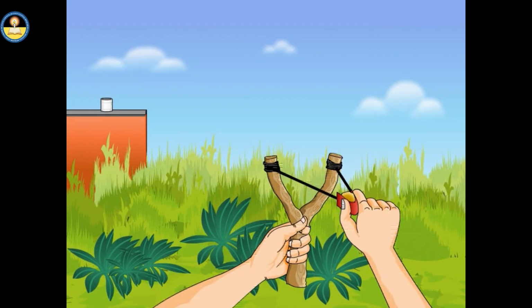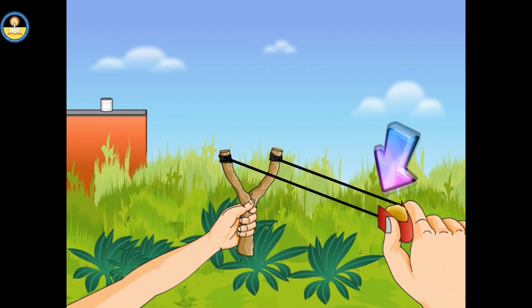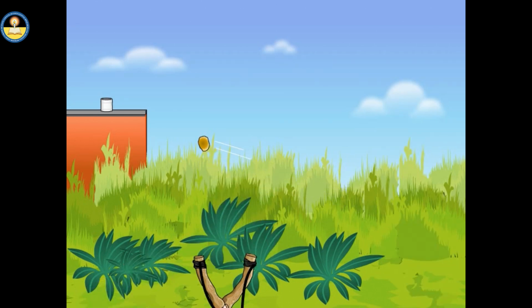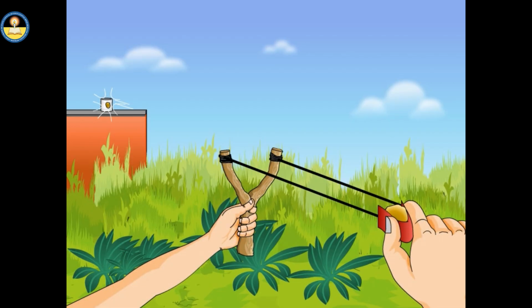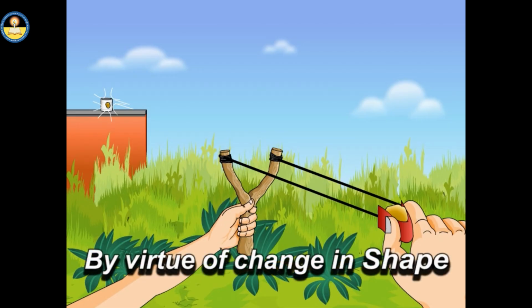When the rubber band of a catapult is pulled while holding a small object in its fold, on releasing the rubber band, it accelerates the object with a large speed. Here, the object gets the energy by virtue of the change in the shape of the rubber band.